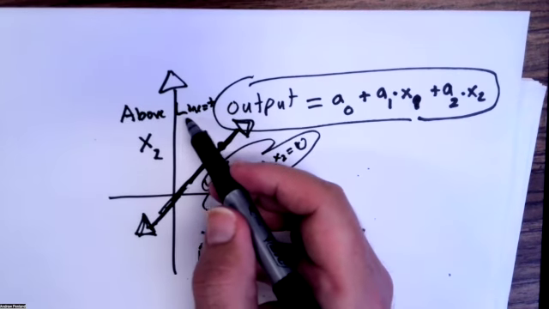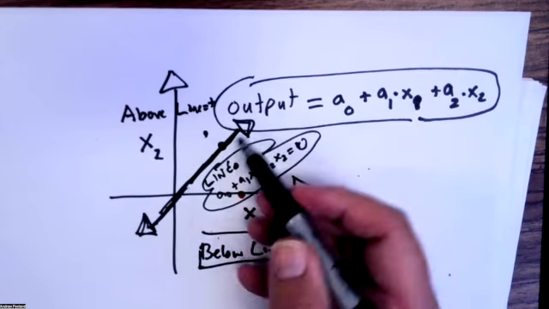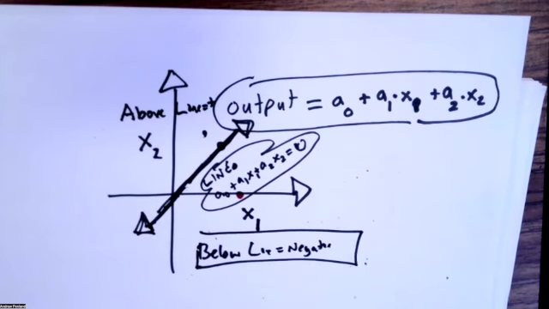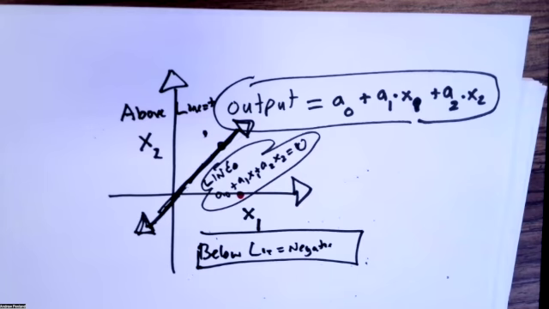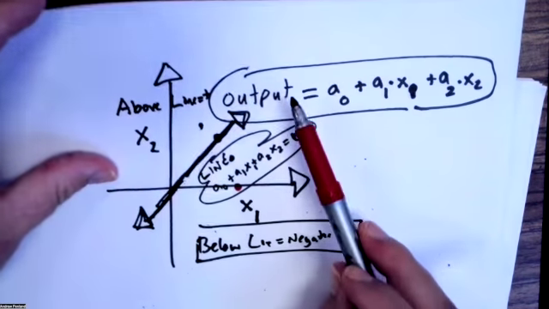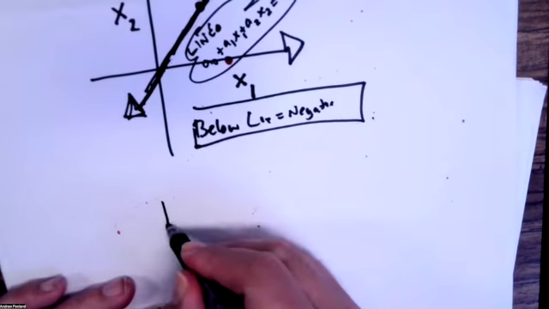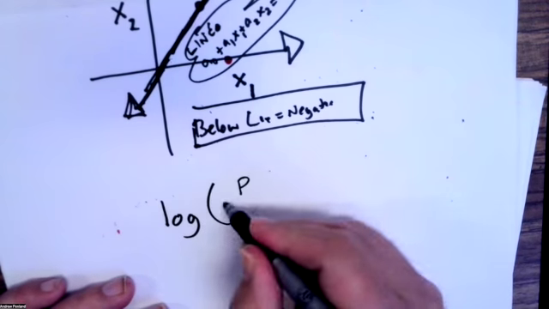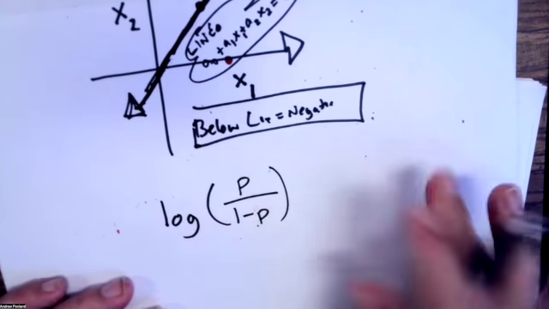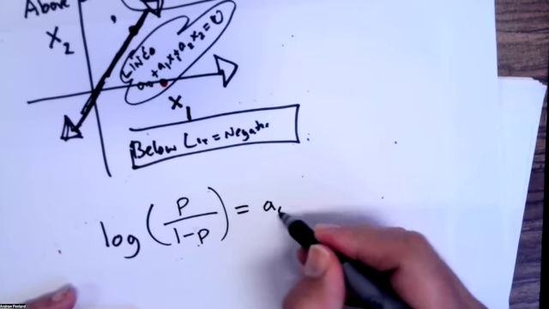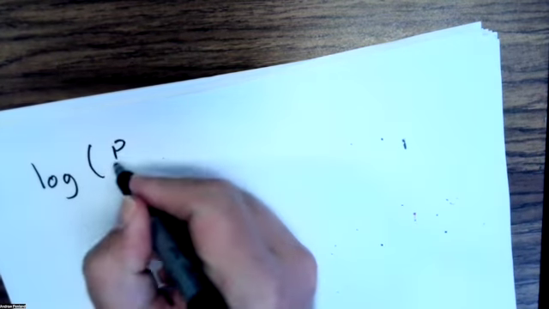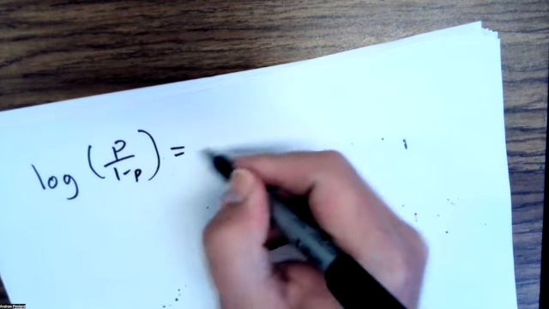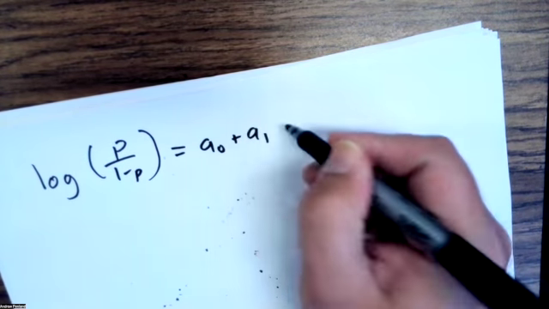We want this to be positive if it's above the line, negative if it's below the line, zero if it's on the line. So what we actually want is the line probability being exactly 50% where we can't classify it. So this output that we're going to look at is the log odds. So we're going to look at the log of P over 1 minus P being equal to this equation of this line. Solve for P. We have the log of P over 1 minus P equal to this linear function.